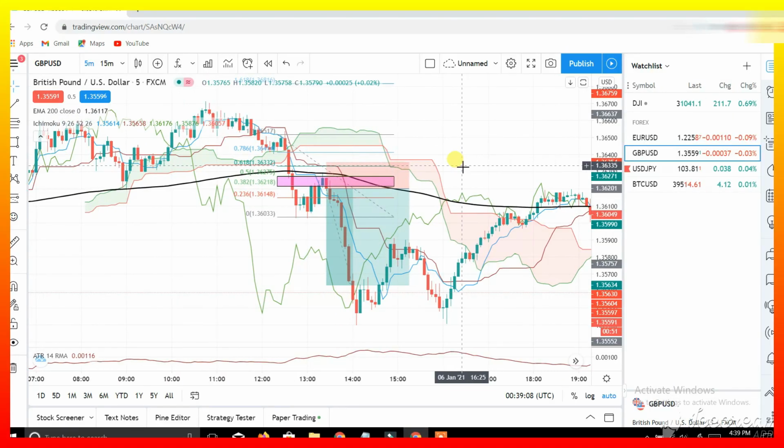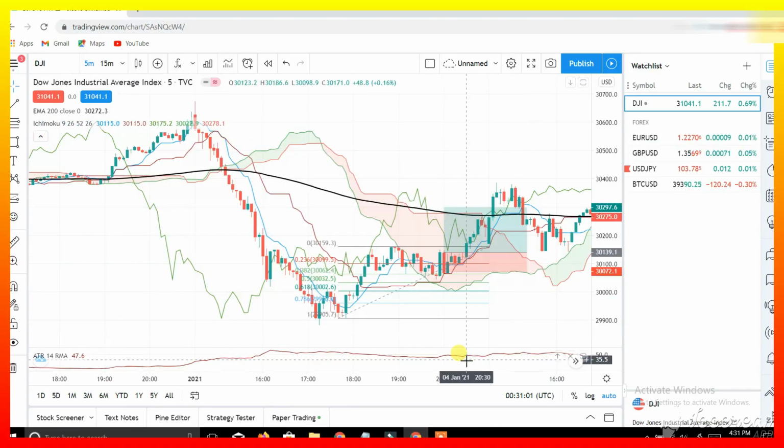This strategy is actually surprisingly effective. So as you can see guys, we lost this trade.